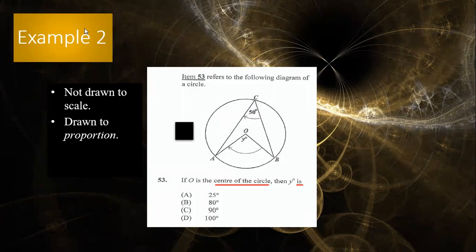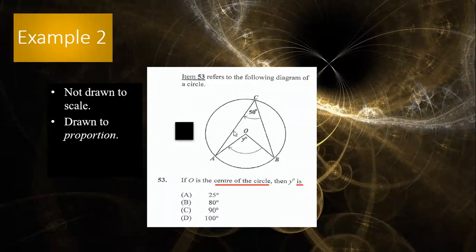So that means the size of y and the size of c, we clearly see which is the bigger one, y or c. Which is the bigger angle between 50 degrees and y degrees? Which is the bigger angle? Go ahead and put it in the chat. Yeah, good job. So c or y, y is the bigger angle, not 50, right? Because it's drawn to proportion.